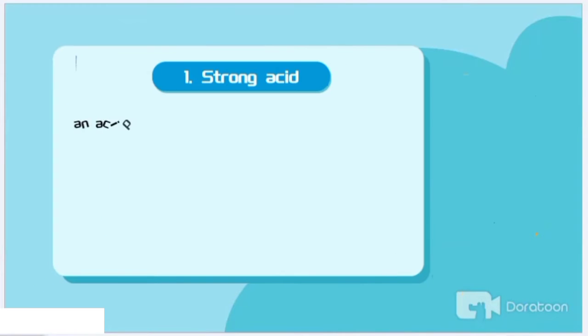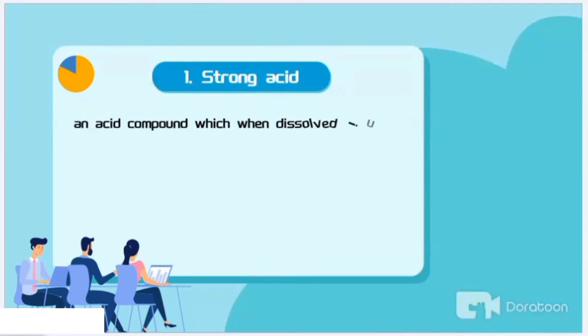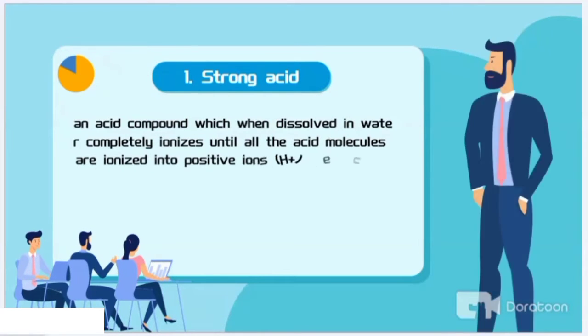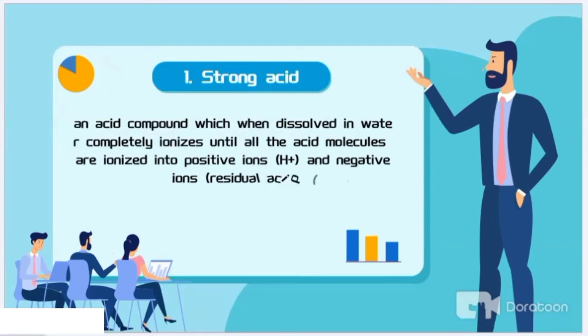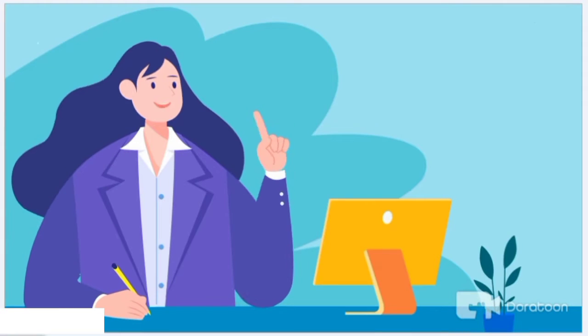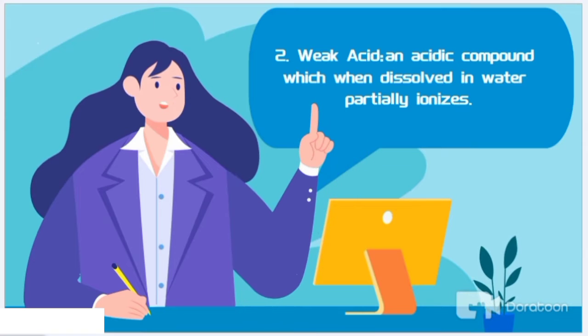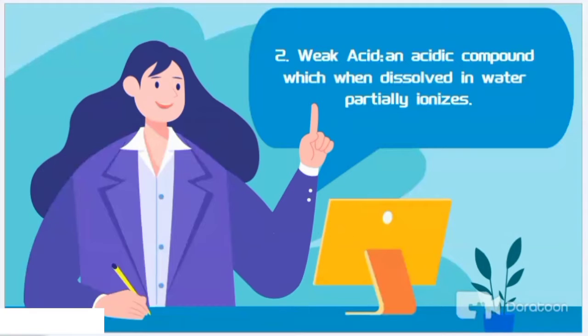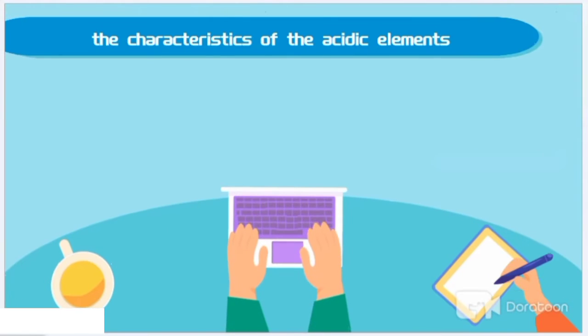1. Strong acid. An acid compound which, when dissolved in water, completely ionizes until all the acid molecules are ionized into positive ions, H+, and negative ions, the acid residue. 2. Weak acid. An acidic compound which, when dissolved in water, partially ionizes.